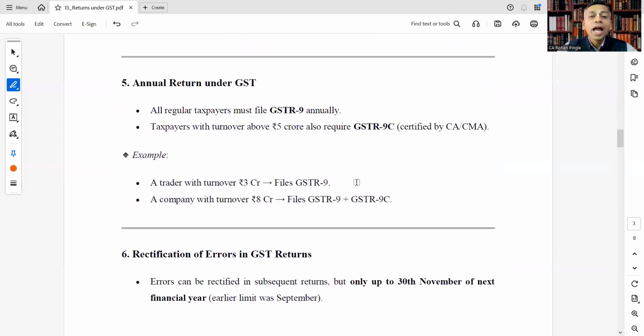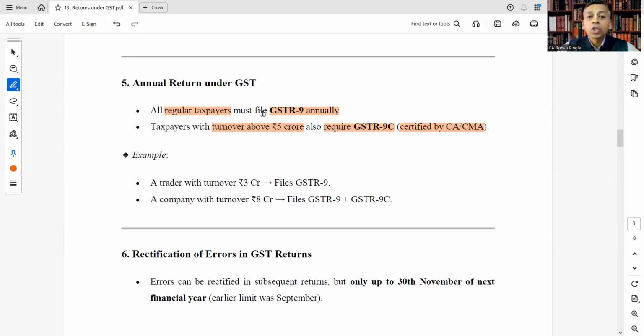Let's move on. Annual return under GST. All regular taxpayers must file GSTR 9 annually. Taxpayers with turnover above rupees 5 crore also require GSTR 9C certified by a chartered accountant or cost management accountant.